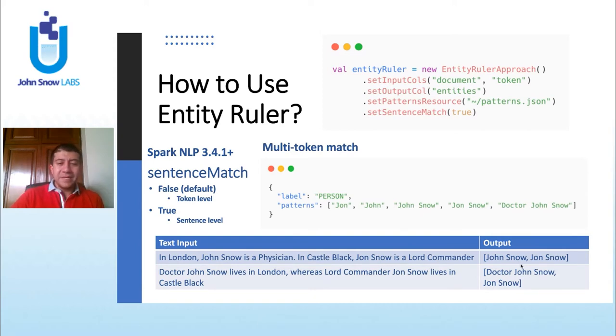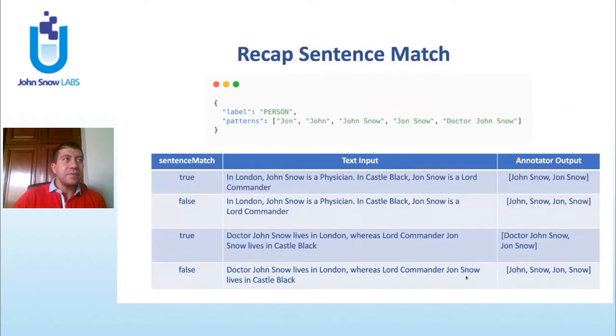To have a better understanding, let's recap the use of sentence match with an example. When we define sentence match as true, it will look for a match in the whole sentence for each of the patterns defined, right? So here we go to the first sentence, in London, Jon Snow is a physician, and then to the other one, in Castle Jon Snow is a Lord Commander. And we look for matches in the whole sentence for each one of these.